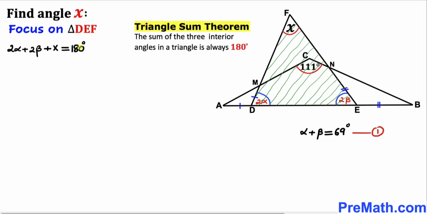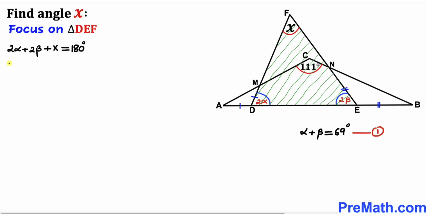And here we can see 2 is in common. I can factor out 2. We got 2 times alpha plus beta inside parentheses plus X equal to 180 degrees. And now we know that alpha plus beta equals 69 degrees. So therefore, I'm going to replace this alpha plus beta by 69 degrees.